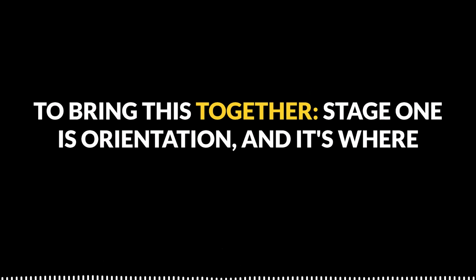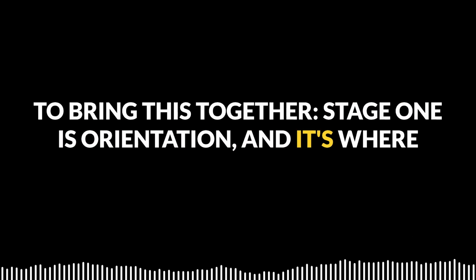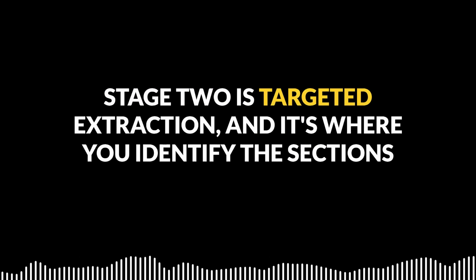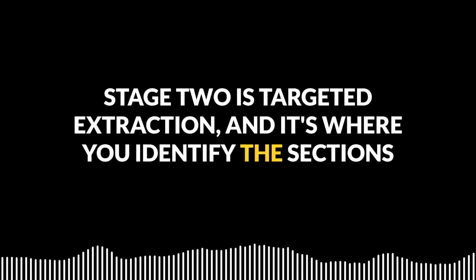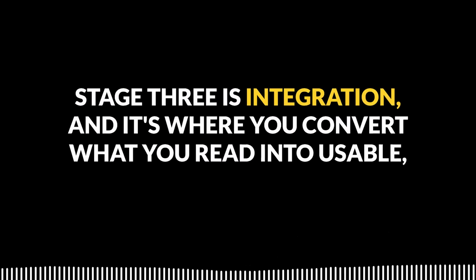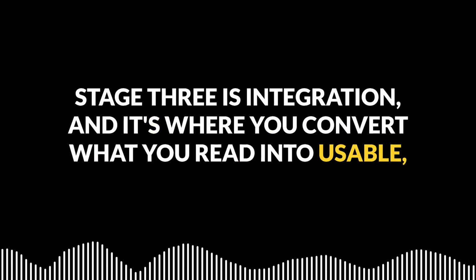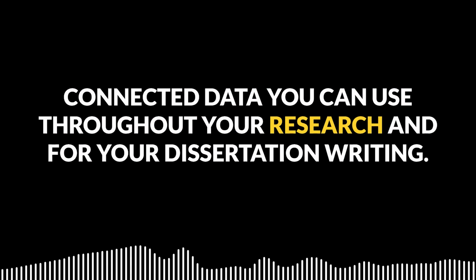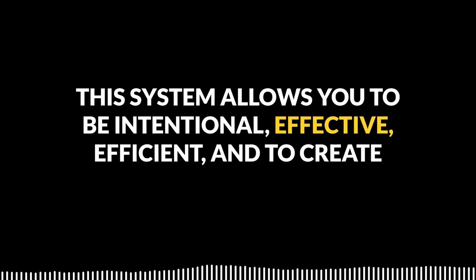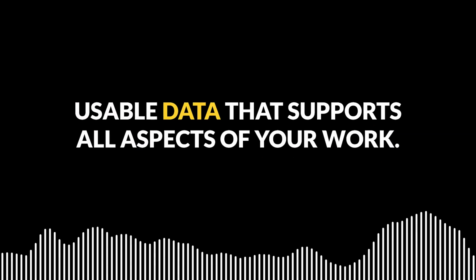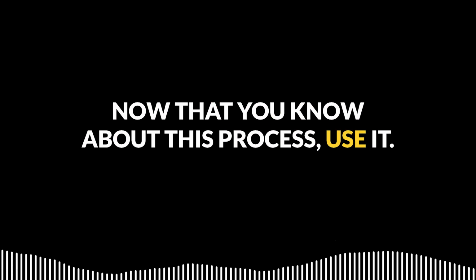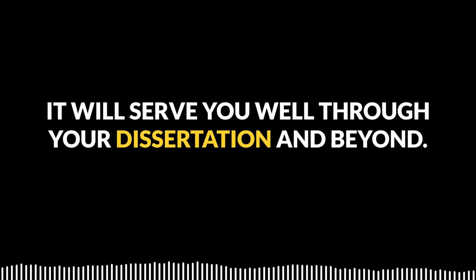To bring this together, Stage 1 is orientation, and it's where you make a decision about how deeply to engage each source. Stage 2 is targeted extraction, and it's where you identify the sections of the article that serve your research purpose. Stage 3 is integration, and it's where you convert what you read into usable, connected data you can use throughout your research and for your dissertation writing. This system allows you to be intentional, effective, efficient, and to create usable data that supports all aspects of your work. Now that you know about this process, use it. It will serve you well through your dissertation and beyond.